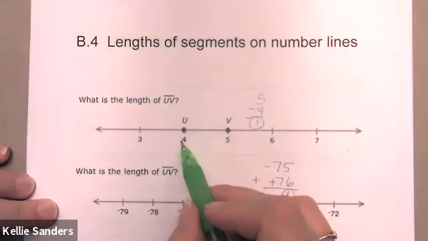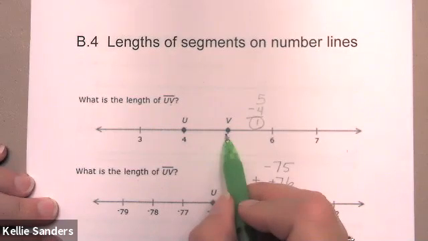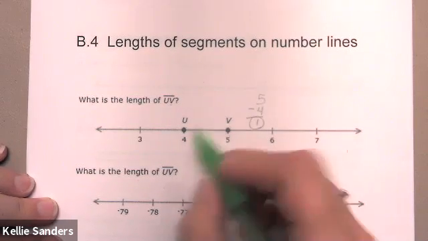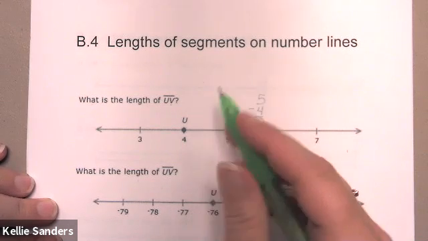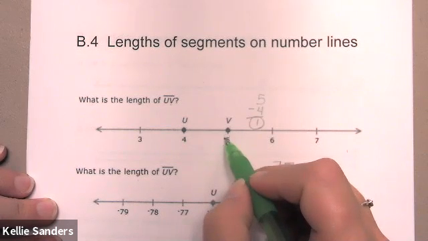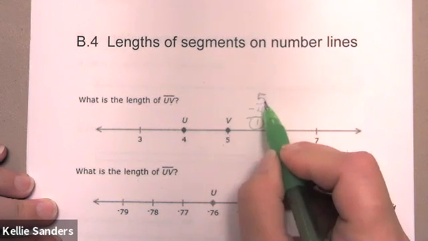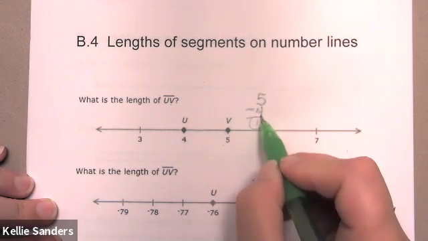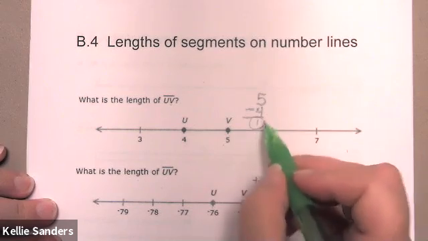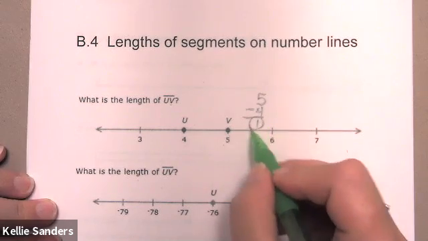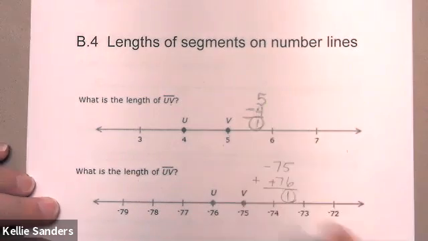So how many spaces are between 4 and 5? Well, there's 1 space. So the answer would automatically be 1. But if we wanted to do it mathematically, we would take your bigger number minus your smaller number and subtract. So 5 minus 4 would be 1. So your answer would be 1.